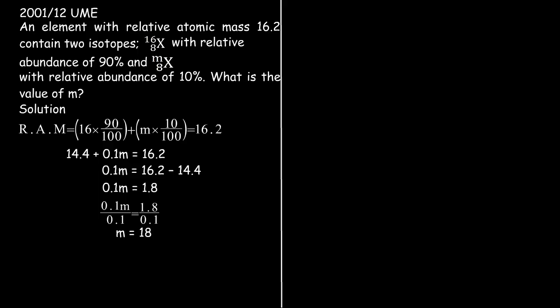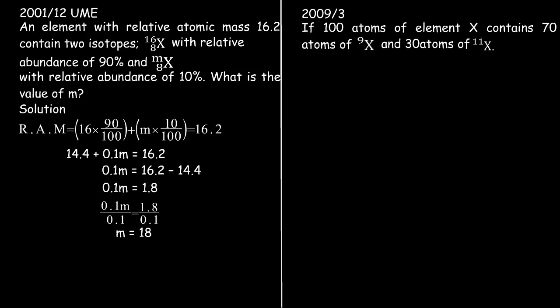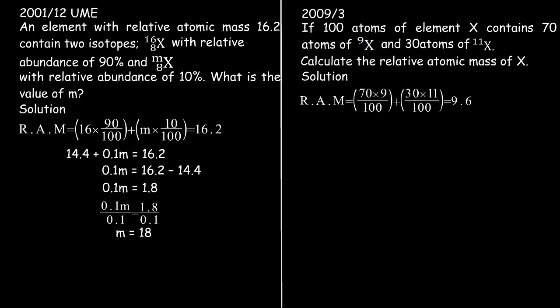We also have another example from 2009. It states that if 100 atoms of element S contain 70 atoms of S9 and 30 atoms of S11, calculate the relative atomic mass of S. Now for our solution, we know that our relative atomic mass will simply be the product of our isotope mass times their abundances divided by 100, and adding it for each of the isotopes. So our relative atomic mass will be equal to 70 times 9 divided by 100 in bracket plus 30 times 11 divided by 100 in bracket. When calculated, it will be equal to 9.6. So S has a relative atomic mass of 9.6.